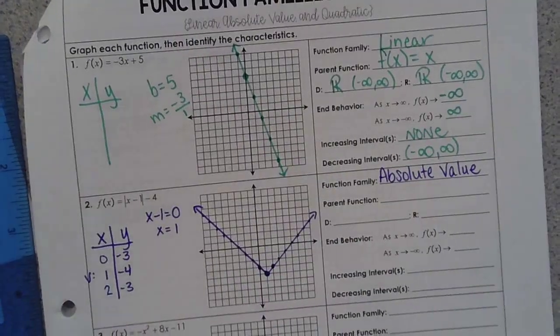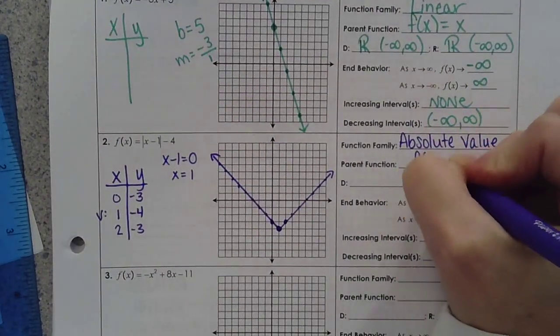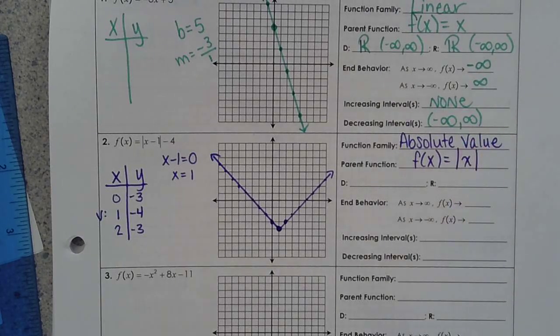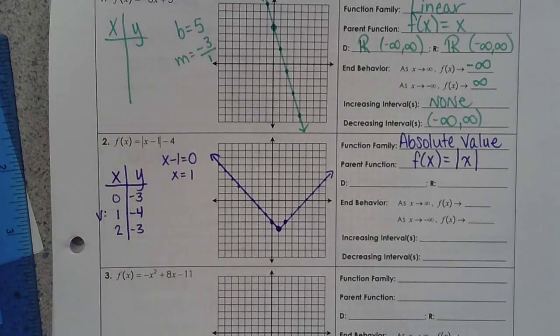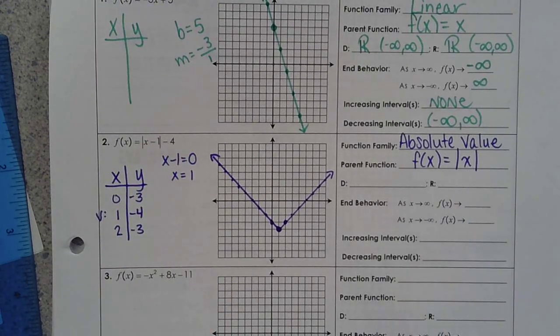All right. The parent function for all absolute value functions is f of x equals the absolute value of x. Okay, it's x with the action and nothing else. So I take out any translations, no stretch, no compression. It's just x with whatever makes it be an absolute value function.